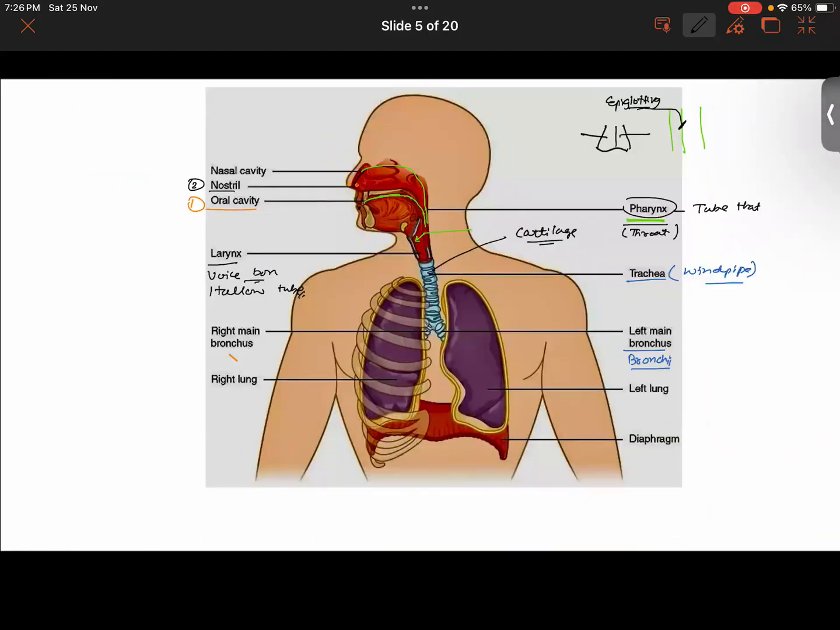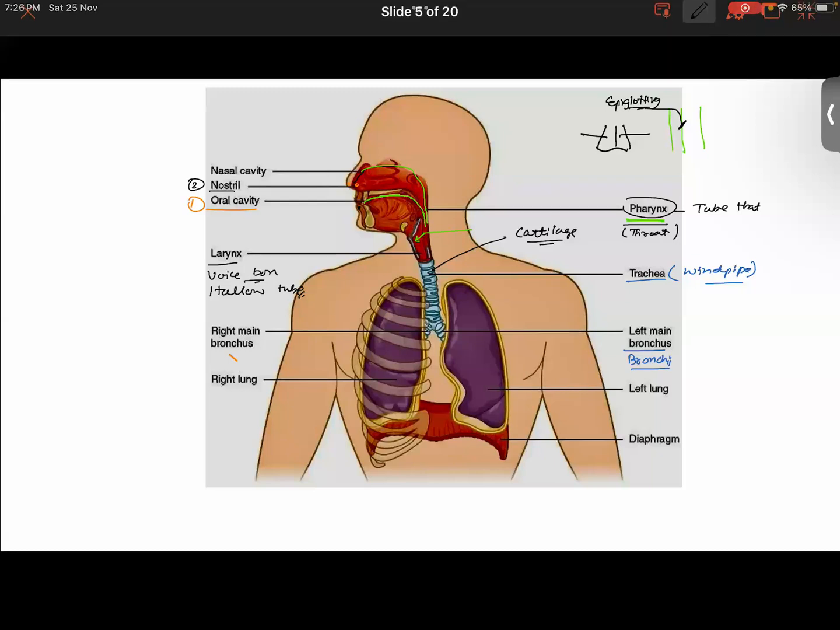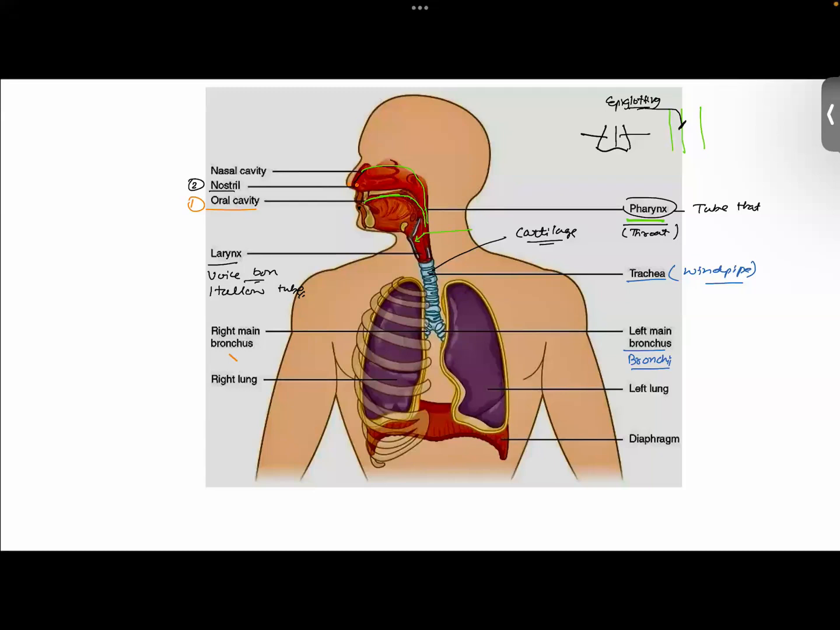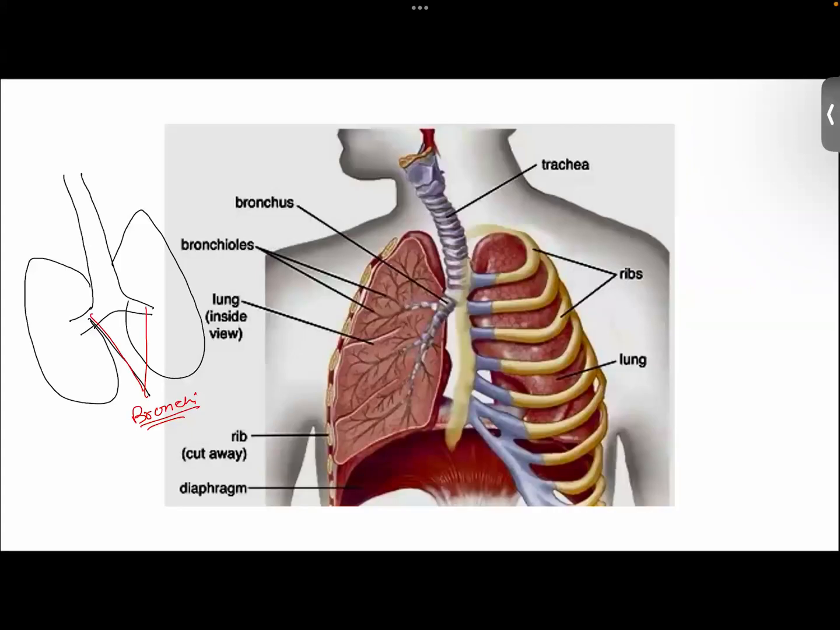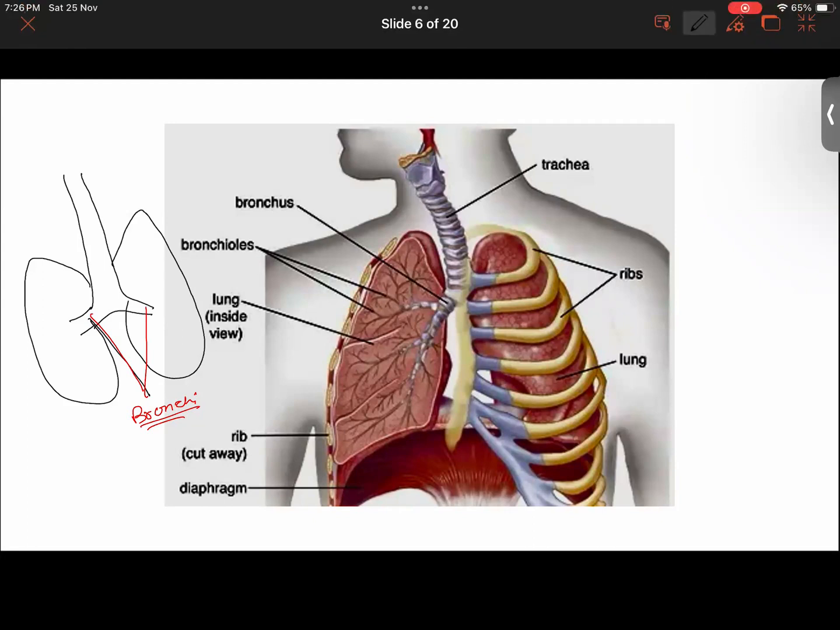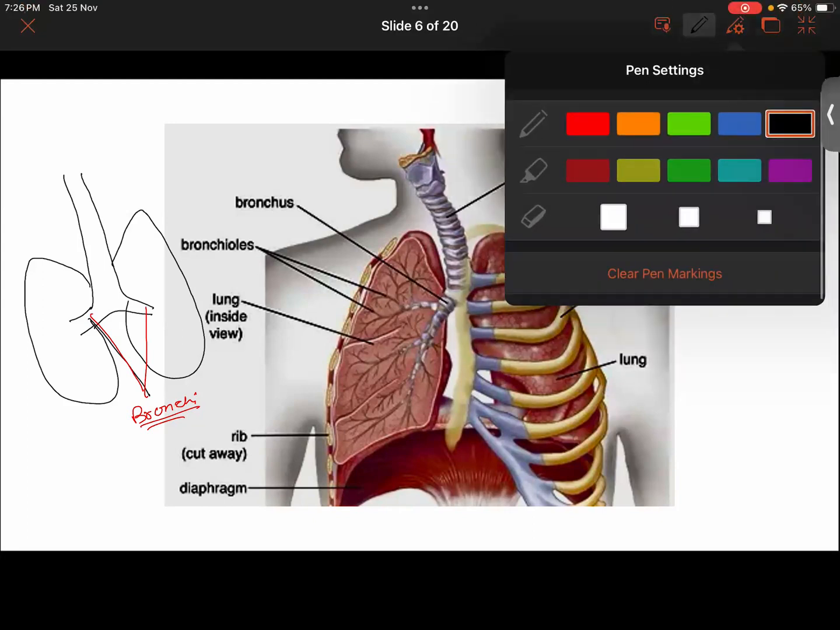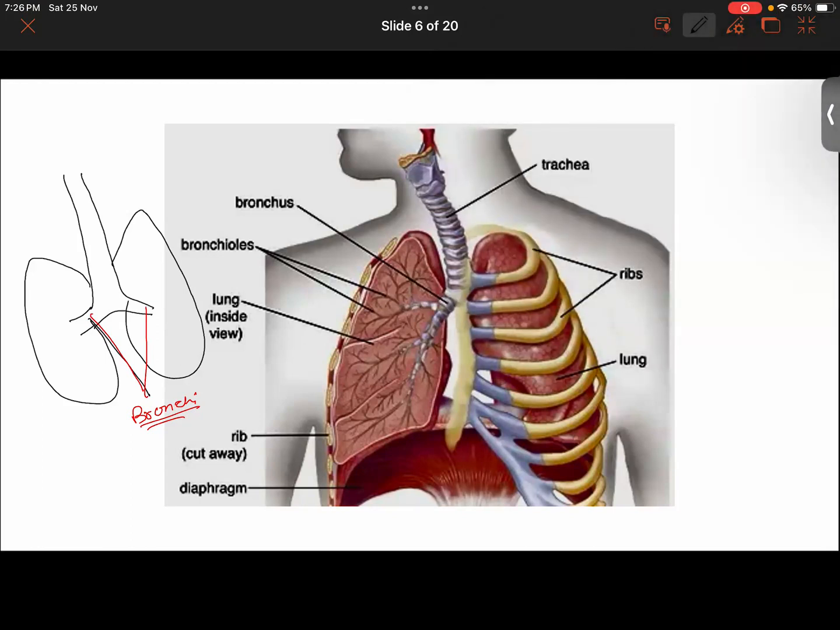Sir, can you explain what are the alveoli and arterioles? Sure. Alveoli and arterioles. First of all, let's see this in the lungs now.